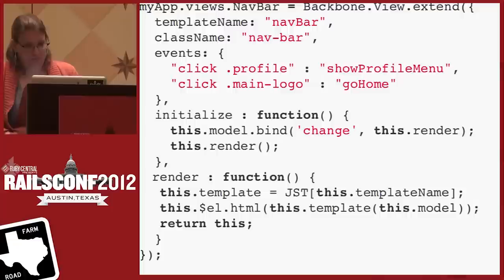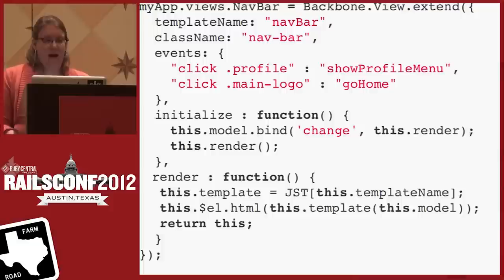And then we give it a class name. So each view controls a little piece of DOM. And in this case, what you're telling it is, I want you to make a div. I want you to give it this class. And then when it renders the template, it will put all of the rendered HTML inside of a div with that class. And then we have the events hash, which is a set of DOM events that we care about that will occur inside of this view.